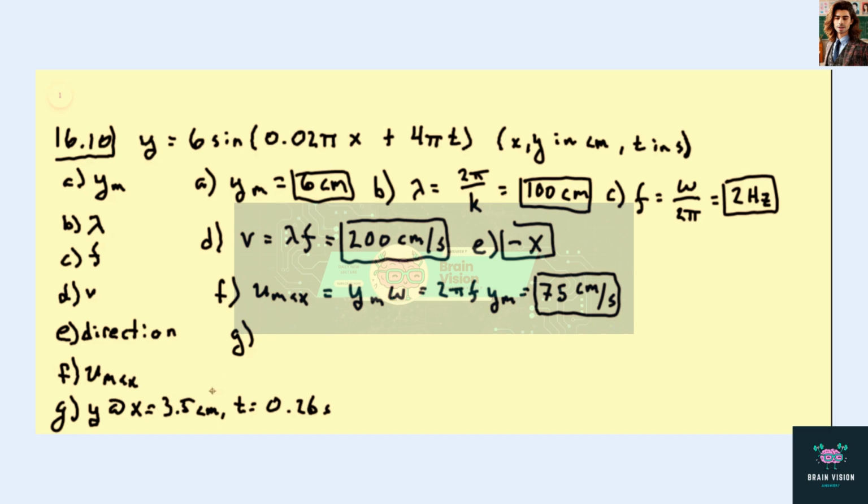So for this last part, we just plug in these values for x and t. So y is 6 times the sine of 0.02 pi times our 3.5 centimeters plus 4 pi times our 0.26 seconds. And so then just evaluating this, we find that we have a displacement of -2 centimeters at this point along the string and at this time.